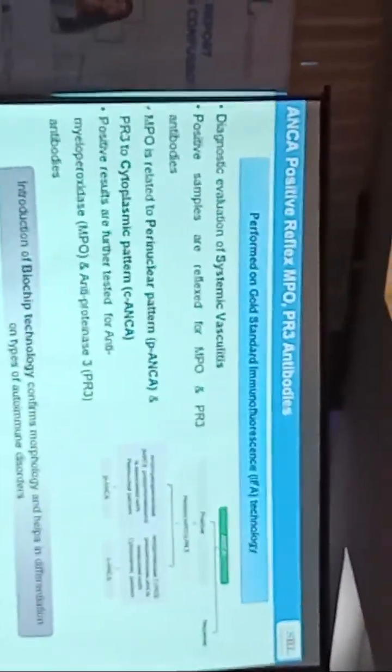So if you have ANCA positivity with either P ANCA or C ANCA, although there are other diseases also. Okay? This is the dummy report, and the pattern is N type.